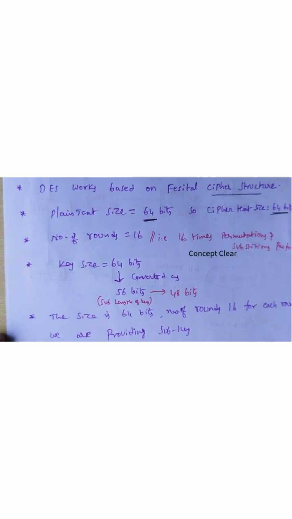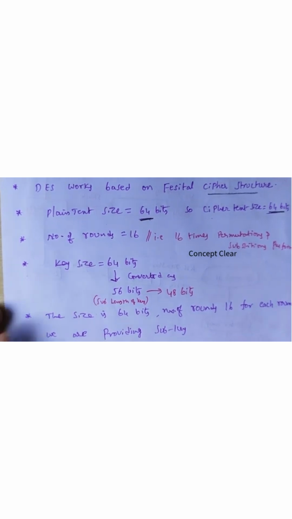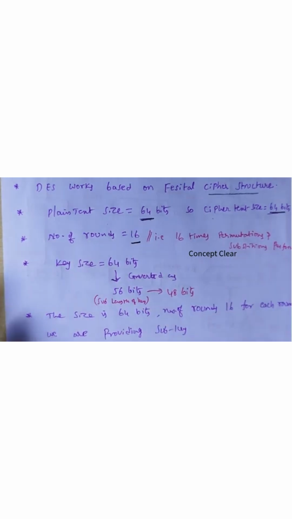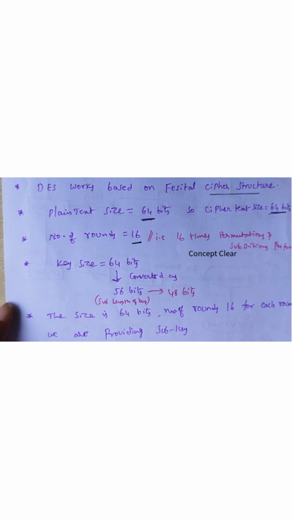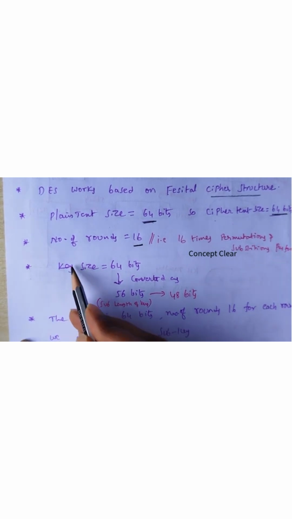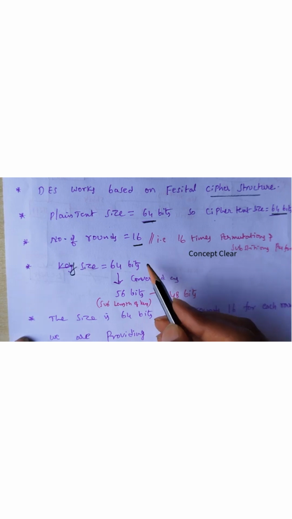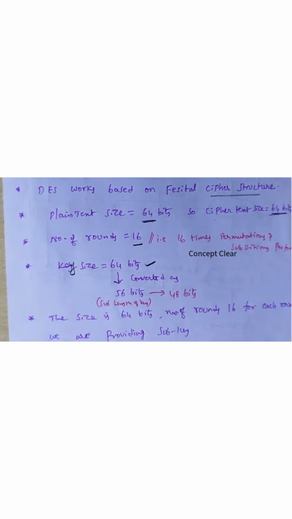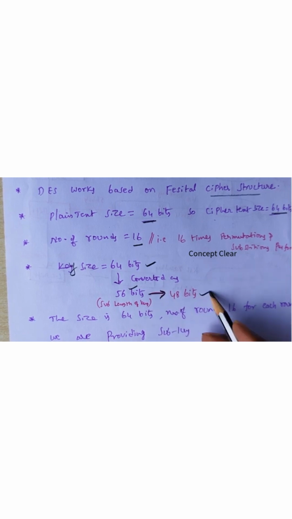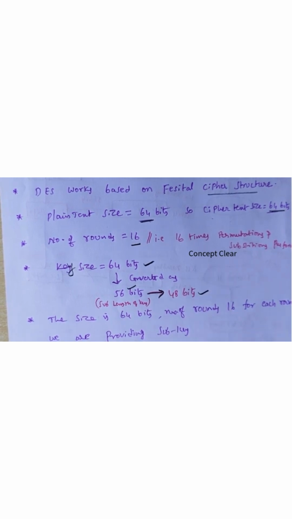Next, how many rounds in the DES algorithm will we execute? In the DES algorithm it will perform 16 rounds. It means 16 times permutations and substitutions will be performed in the DES algorithm. Clear? Next, what is the size of the key? The size of the key is 64 bits, but it will be converted to 56. And in that 56 also, we'll use 48 bits for the round operation.